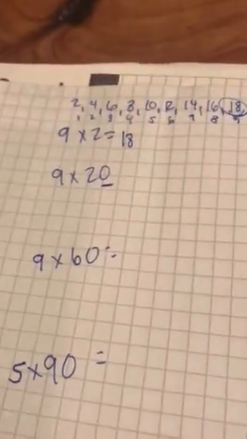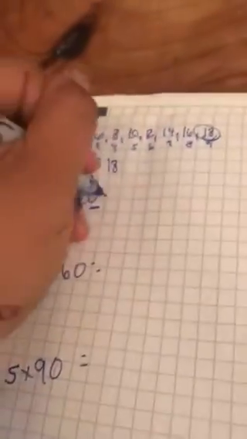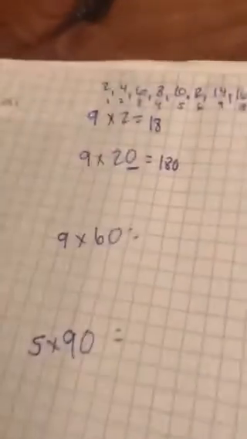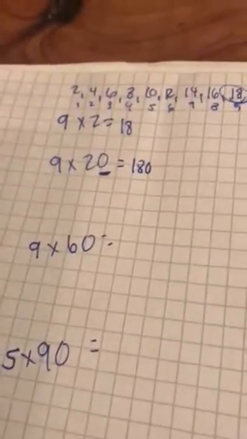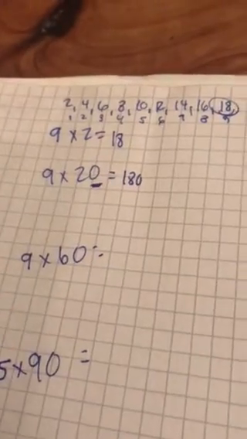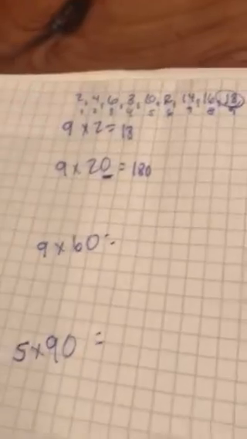So then we know that 9 times 20 is going to be 180. The reason why, you just have this extra 0 here. That means that you're multiplying 9 times 2 and technically by 10 as well when it becomes 20. And that's how you get 180.